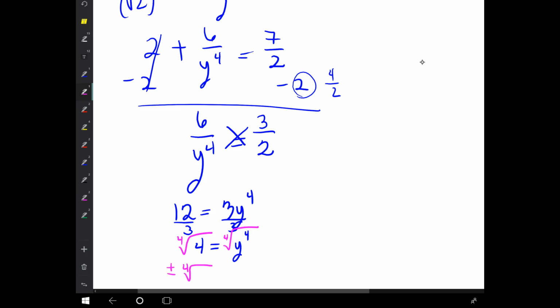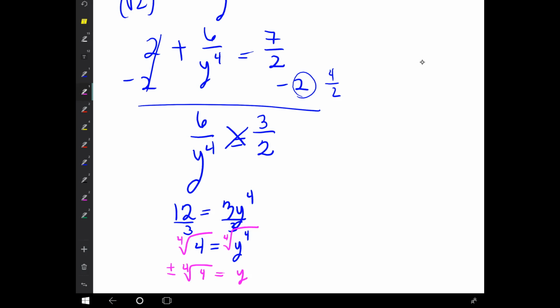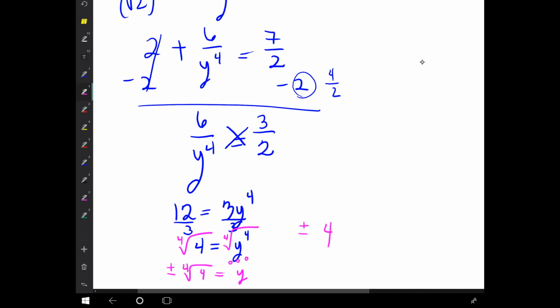Now here's another question. Can this be simplified? Can we write it in a simpler way? Yes, let's think about it in this way. If I think about plus or minus 4 to the 1/4, what could I rewrite the number 4 as?